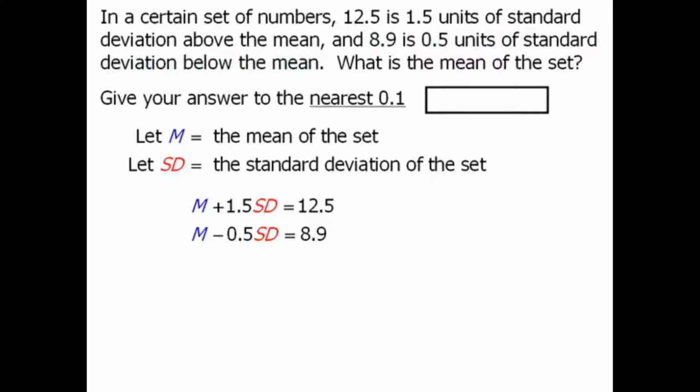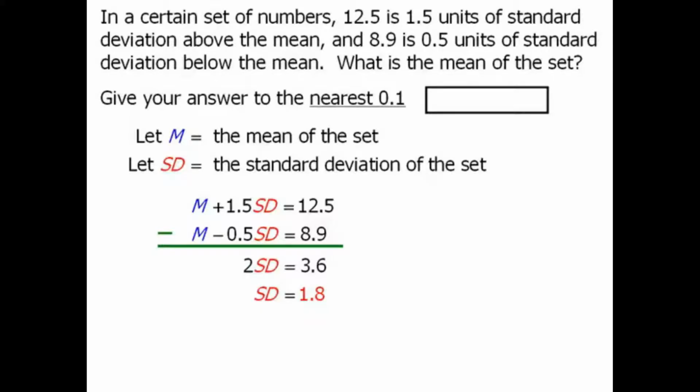At this point, we have a system of 2 equations with 2 variables, which we can solve using any number of approaches. I'm going to subtract the second equation from the first equation. When we do this, the m's cancel out. Next, 1.5 SD minus negative 0.5 SD gives us 2 SD, and 12.5 minus 8.9 gives us 3.6. From here, when we divide both sides by 2, we get the standard deviation is equal to 1.8.